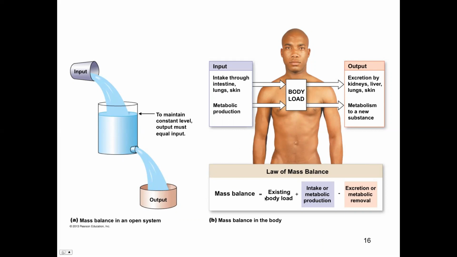So you've got your mass balance. You've got your existing body load plus the stuff you're taking in and what you're pumping out, right? So excretion or metabolic removal, intake or metabolic production. And so for, say, water, you intake that through your intestine, lungs, skin, metabolic water. Again, if you look back at oxidative phosphorylation, you're making water there. And then you're going to output it through your kidneys, liver, and skin. Metabolism, you make that water into something new, all right? So very important to understand this idea, okay?